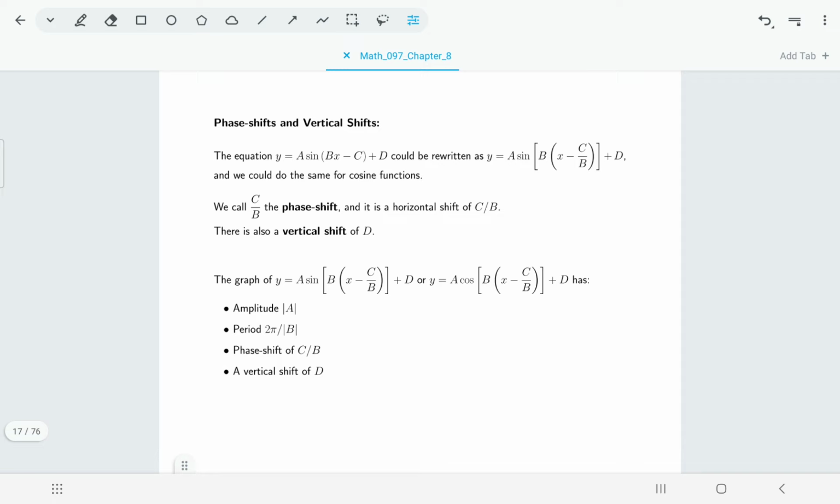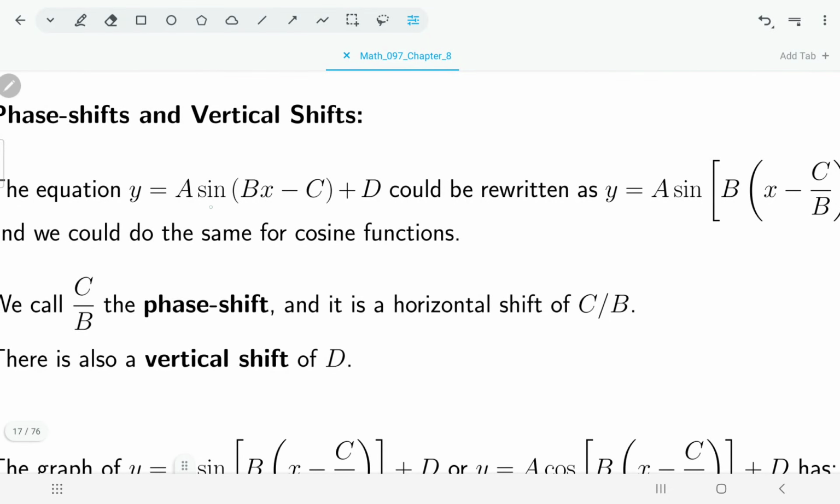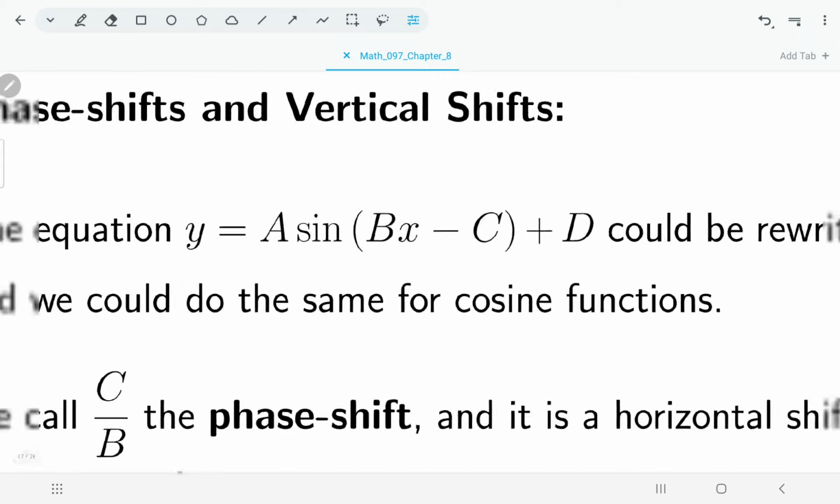Welcome back. In this section, we're going to start introducing some vertical and horizontal shifts into our graphs. Before we start identifying the horizontal shifts, we may have to rewrite our trig function. As it stands, if you had something that looked like this, a sine of bx minus c plus d, you might be tempted to think about negative c here as somehow being the horizontal shift. And unfortunately, you would be wrong on that.